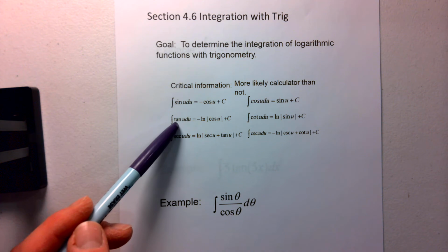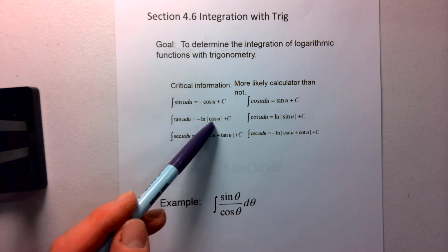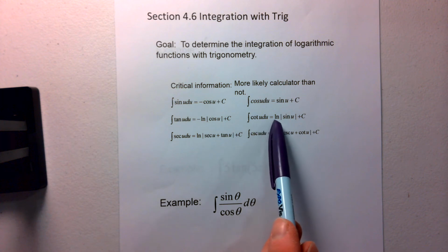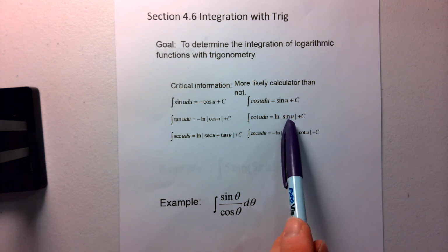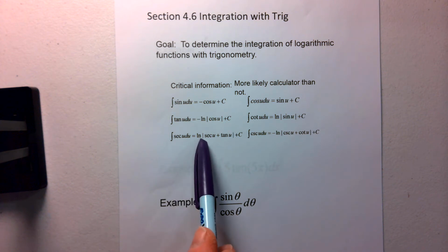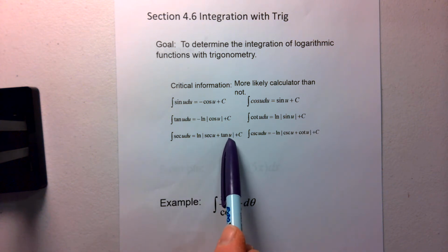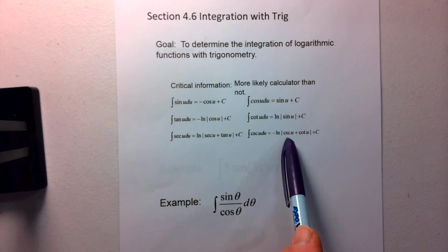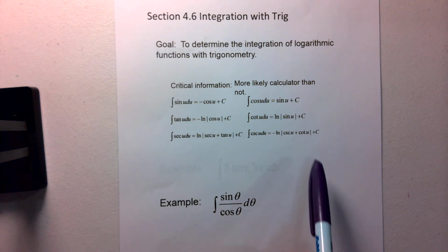So the integration of tangent is the negative natural log of the cosine of u plus c. Cotangent is the natural log of the absolute value of the sine of u plus c. Secant of u is the natural log of the secant u plus tangent u. And cosecant of u is the negative natural log of the absolute value of cosecant u plus cotangent u.